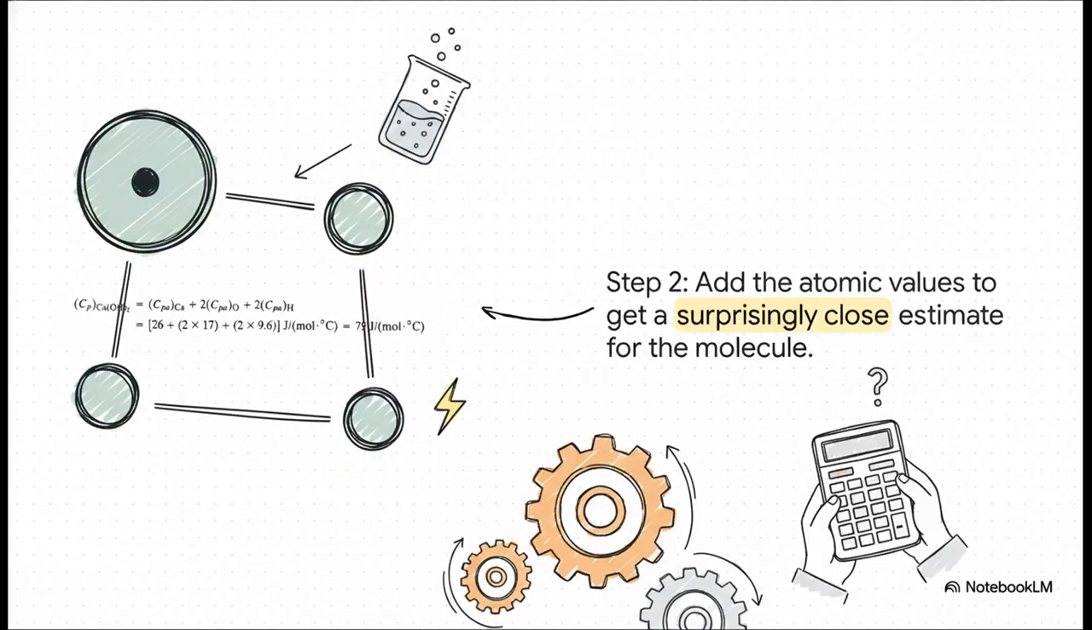And step 2? It's just simple addition. That's it. For calcium hydroxide, for instance, you take the value for one calcium atom plus 2 oxygen atoms plus 2 hydrogen atoms. You add them up, and you get an estimate of 79. Now, the actual measured value is 89.5. I mean, for a quick back-of-the-envelope calculation, that is ridiculously close. It's an amazing tool to have.